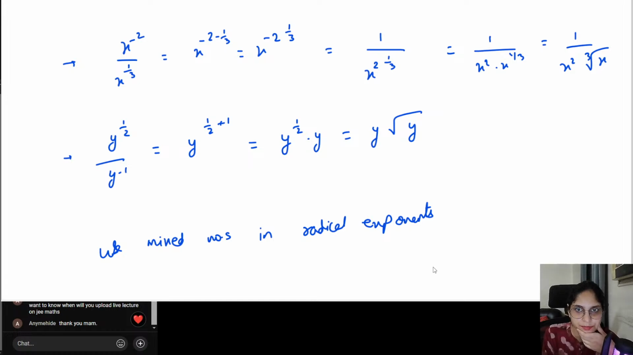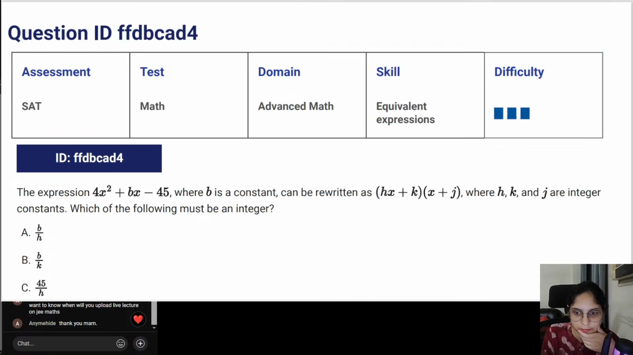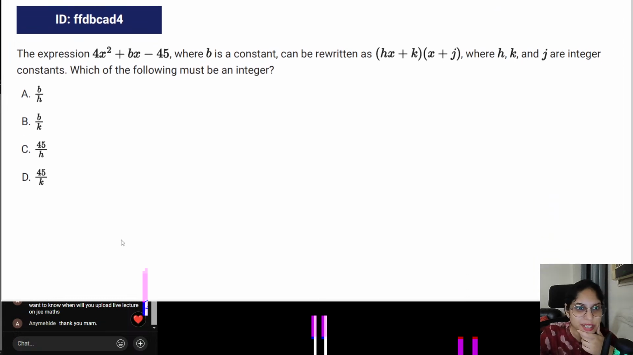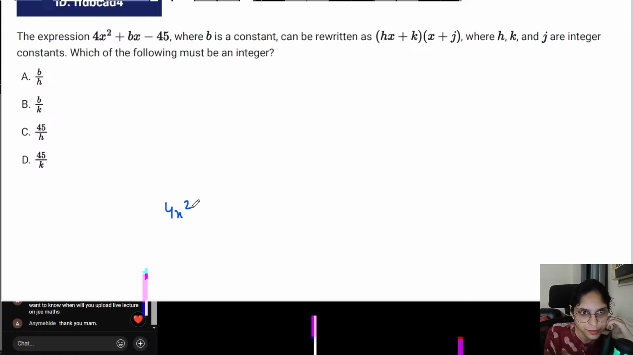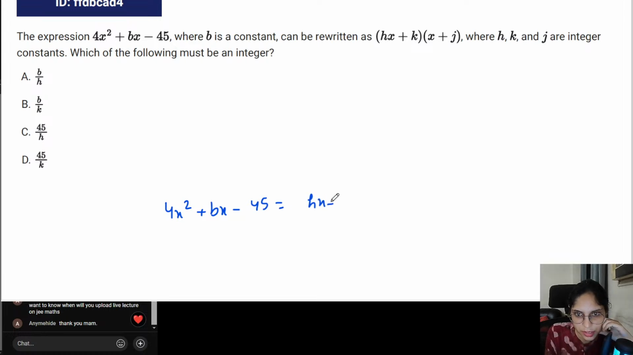Next is 33. Yeah, these kind of questions are there. So 4x squared plus bx minus 45, and it can be written as hx plus k times x plus j. If I open it up, it is going to be hx squared plus jhx plus kx plus jk.